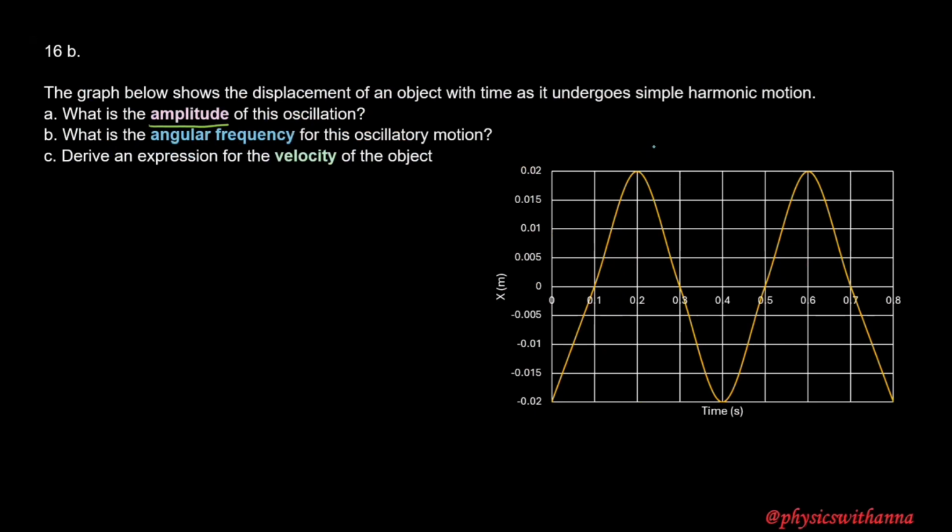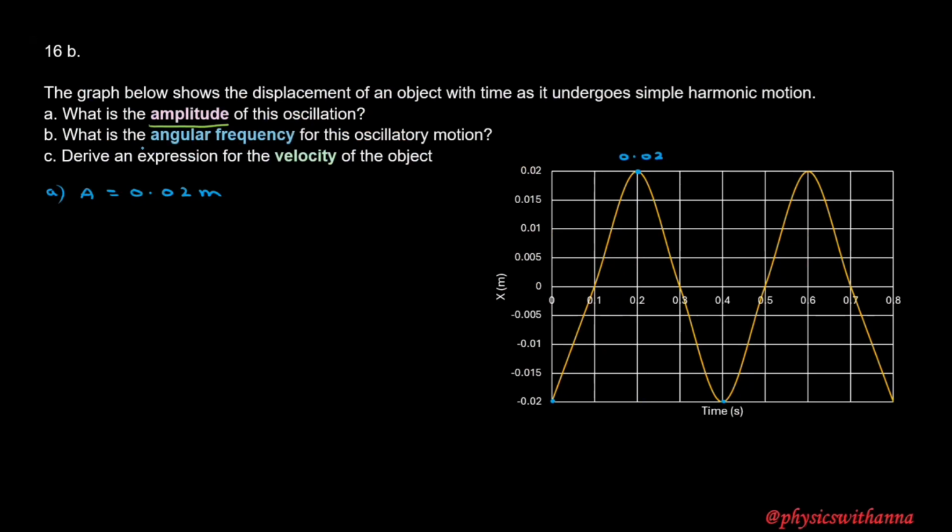Now, amplitude is the maximum displacement of the object from its mean position. So I need to find what is the maximum value it reaches along the y-axis or the displacement axis, which is 0.02 over here. And even the negative peak, if you notice, is also at 0.02, just the negative sign. So we can write the amplitude A to be equal to 0.02 meter.